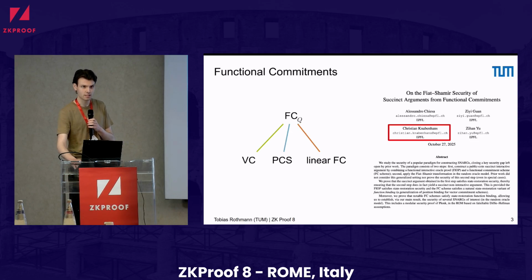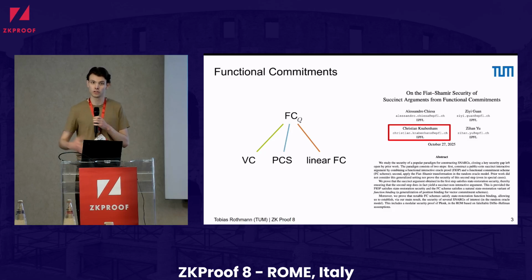What they do in this work is they introduce functional commitments as a generalization over polynomial commitments, vector commitments, linear function commitments, and so on and so forth. How it works is you have in a functional commitment scheme an abstract query class which you can essentially instantiate to obtain a PCS or a vector commitment scheme and so on and so forth.